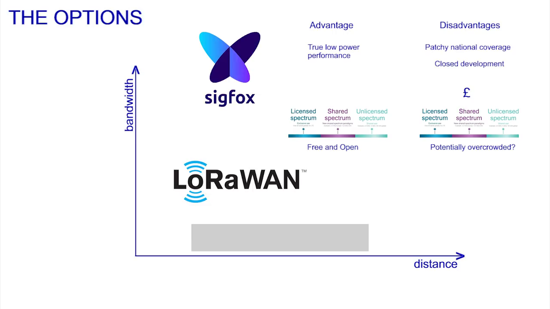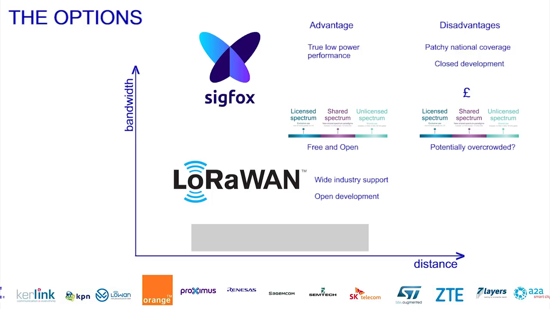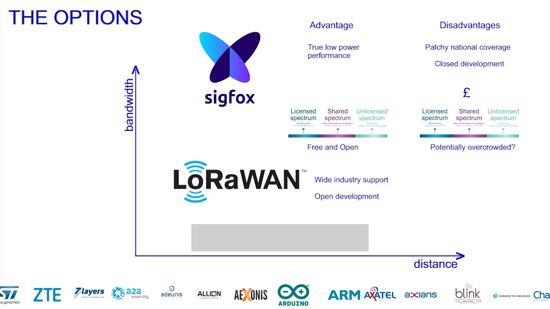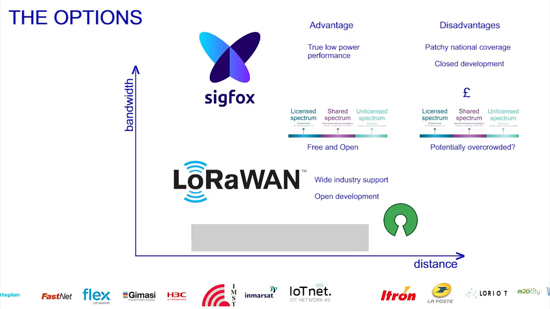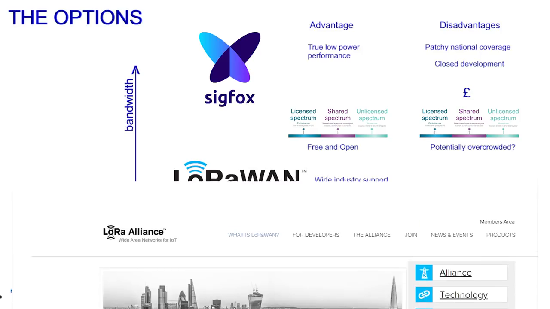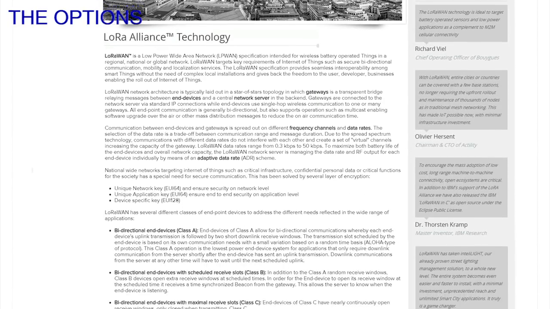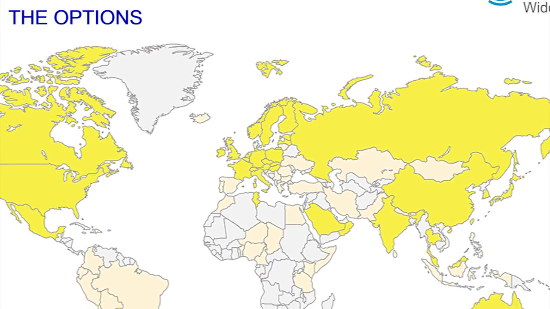Sigfox is a fully commercial operation. It provides true low-power performance, but with patchy coverage, and still costs. LoRa, with LoRaWAN, however, is an alliance of a wide range of suppliers acting in a consortium. There are commercial LoRaWAN suppliers, but more importantly, they use technology that is what is known as open source. The community combines to jointly develop a true, openly agreed global standard for all to use. LoRaWAN developments are coordinated by the LoRa Alliance. National LoRaWAN networks are common in Europe and are slowly being rolled out here in the UK.